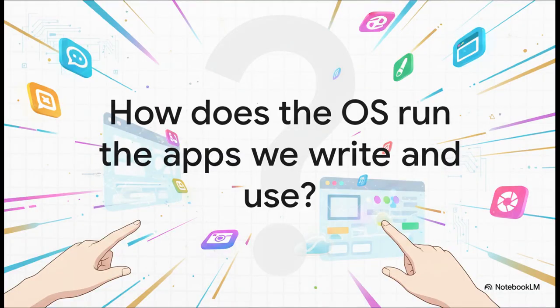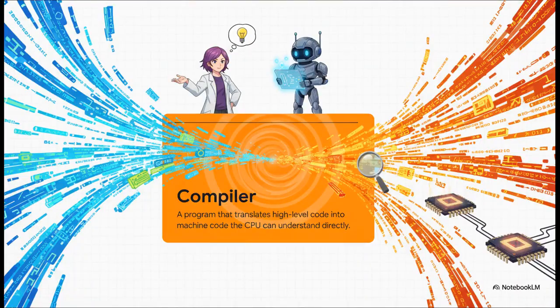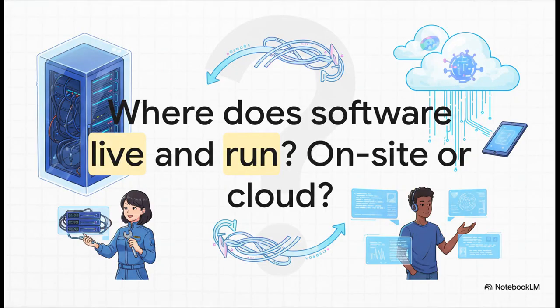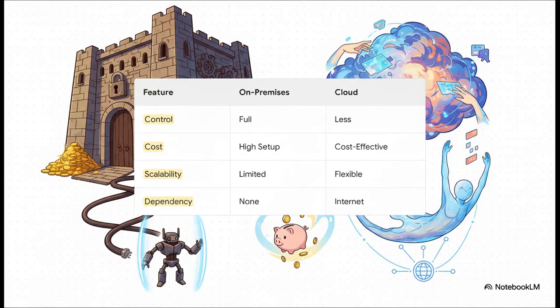So how does the OS actually run the apps that we write and use every single day? Well, a special program called a compiler acts as a translator. It turns human code into machine code. But where does the software actually live and run? Is it on-site or somewhere out there in the cloud? And as you can see, each approach has huge trade-offs when it comes to control, cost, and flexibility.